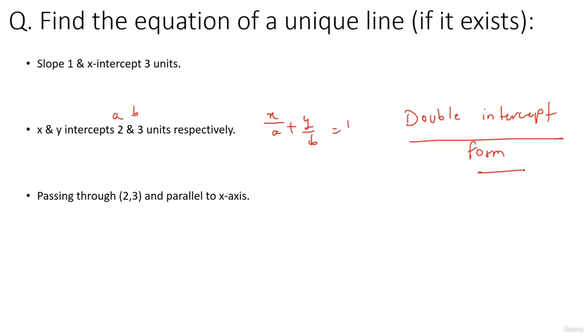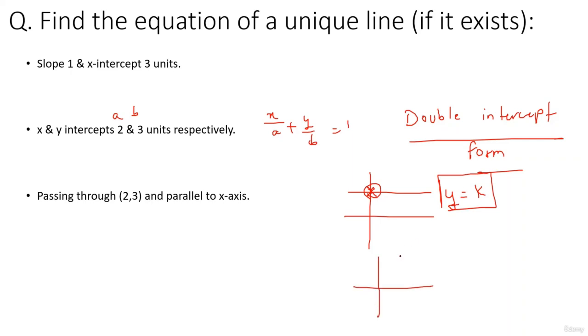Passing through 2, 3 and parallel to the x-axis. Okay, guys, always remember, whenever a line is parallel to the x-axis, uska equation is of the form y is equal to k. Because if you understand, there is a constant value of the y coordinate jahan se line pass karegi, right? So the only way to write the equation is y is equal to k. Similarly, guys, if a line is parallel to the y-axis, then uska equation is of the form x is equal to k. X is equal to constant. Okay, always remember this. Okay, line passing parallel to the x-axis, the equation is y is equal to k. Okay, and whenever a line is parallel to the y-axis, the equation is x is equal to k.